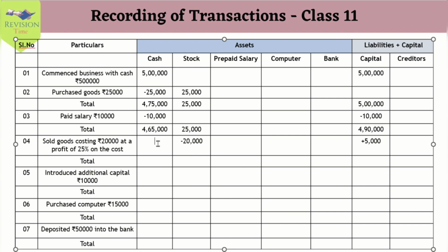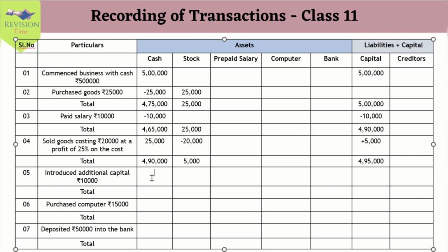and we are selling it. When we are selling it, we are receiving cash of 25,000. 20,000 stock value is sold for 25,000 with profit of 5,000. So now we have 4,90,000 cash with us. Our stock is decreased to 5,000 and our capital is increased to 4,95,000.